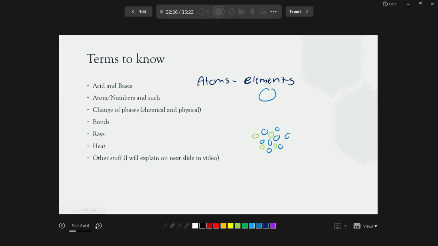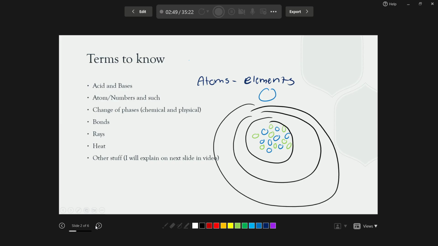So this is my atom right here, or this is my nucleus. But we're not done yet because we still have our electrons. So now we have 1, 2, 3, 4, 5, 6, 7, 8. Ignore this, it's really bad. The red circles are my electrons, the green circles are my neutrons, and the blue circles are my protons.